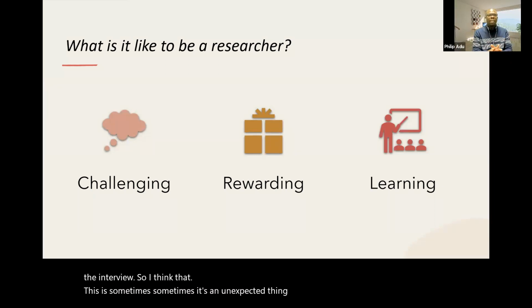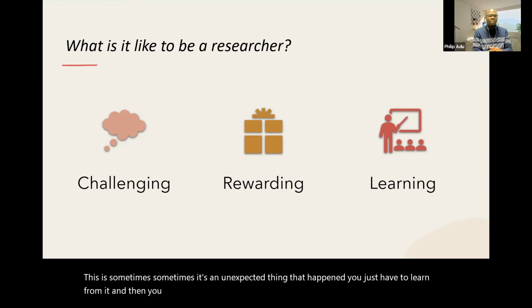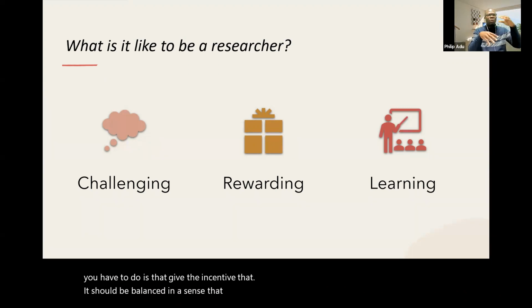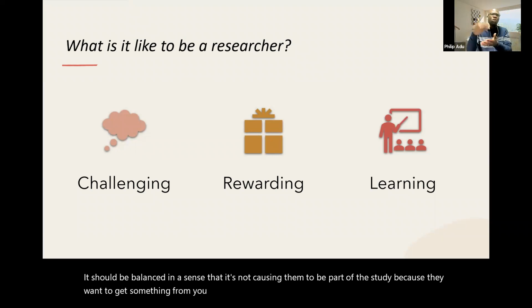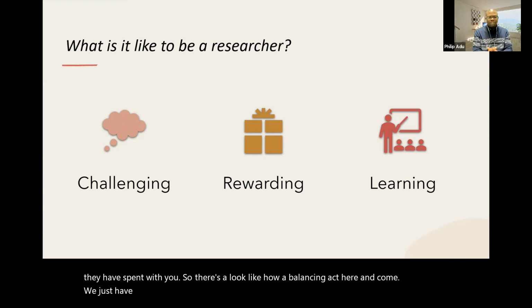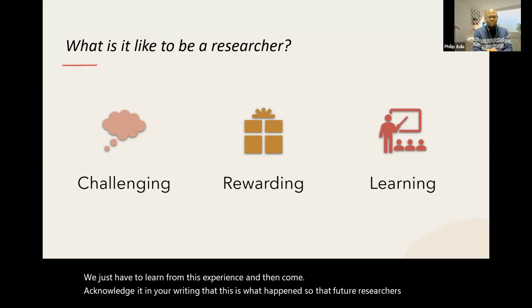So this is sometimes an unexpected thing that happens. You just have to learn from it, and next time we'll not repeat the same mistakes. One thing you have to do is give an incentive that is balanced, in the sense that it's not causing them to be part of the study only because they want to get something from you, but at the same time, you want to compensate the time that they have spent with you. So there's a balancing act here, and we just have to learn from this experience, and then acknowledge it in your writing that this is what happened, so that future researchers will learn from it and not repeat the same thing.